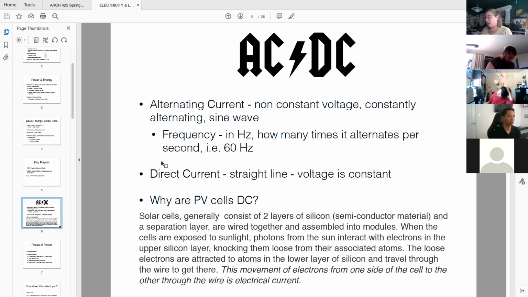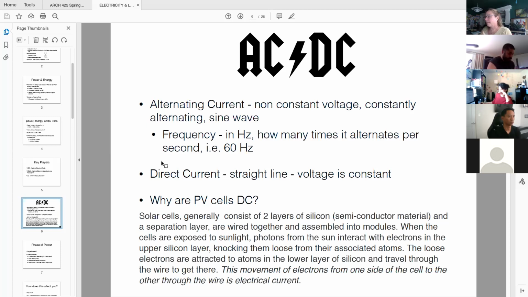Tesla ended up selling his patents for alternating current to Westinghouse, and Westinghouse was able to sell systems and install them and made a lot of money. And Nikola Tesla died in poverty.